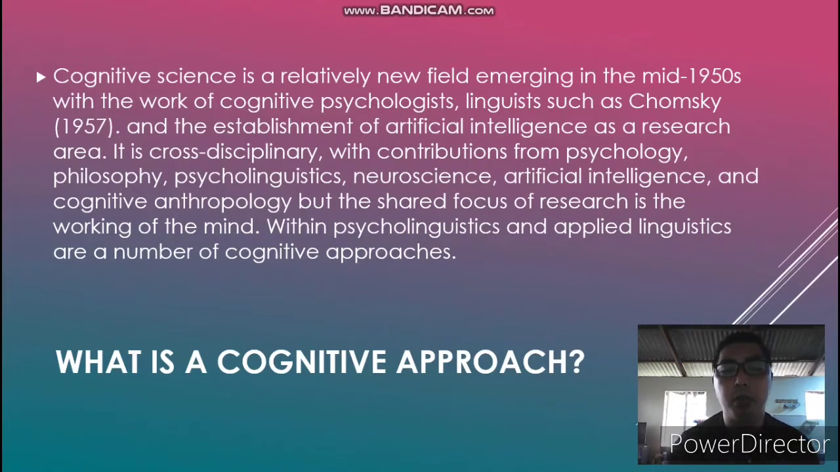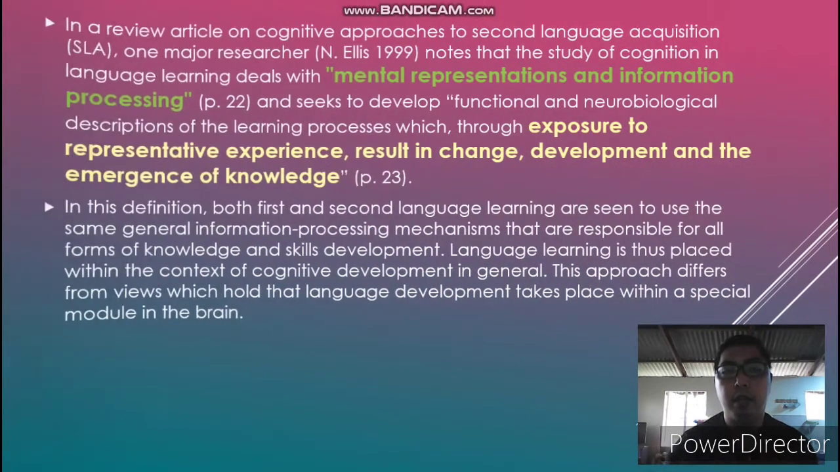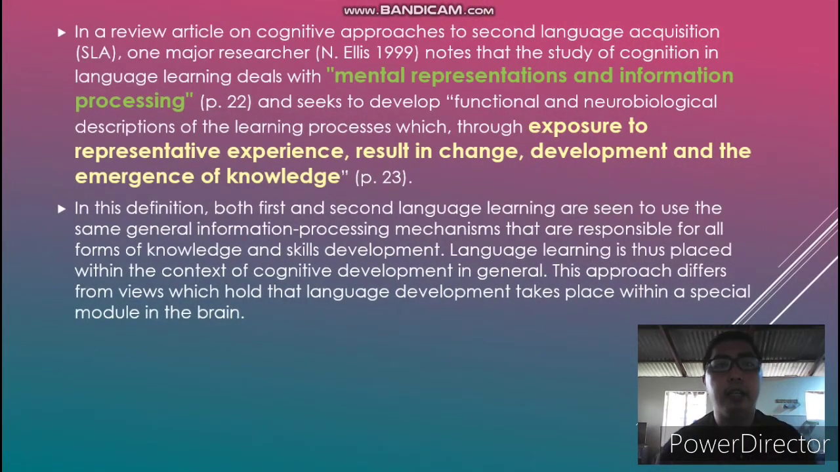How does the mind process the grammar lessons? Within psycholinguistics and applied linguistics are a number of cognitive approaches. So that is a cognitive approach. In a review article on cognitive approaches to second language acquisition, one major researcher, Ellis, notes that the study of cognition in language learning deals with mental representations and information processing. So when we say cognitive approaches, it has something to do with the mental representations and information processing.